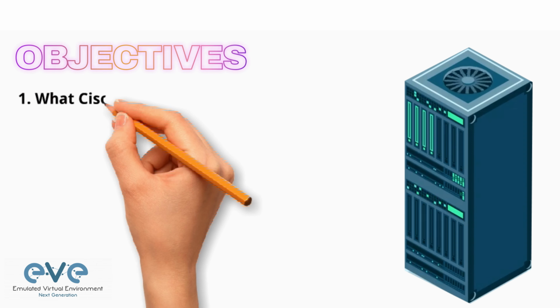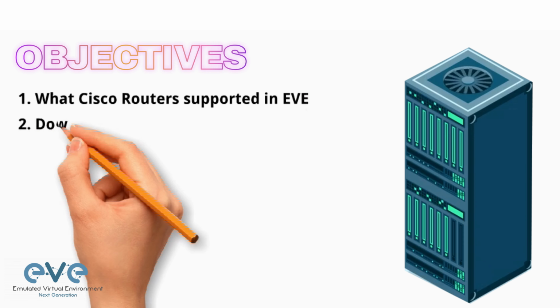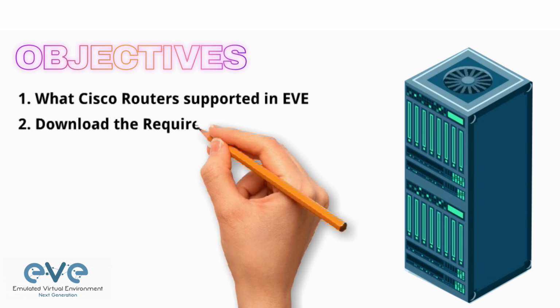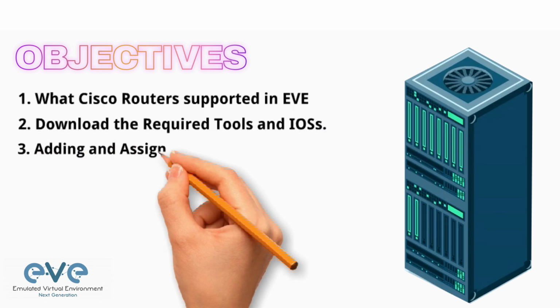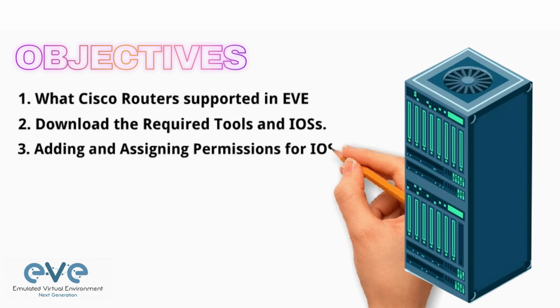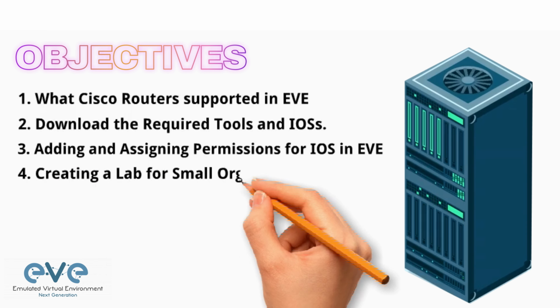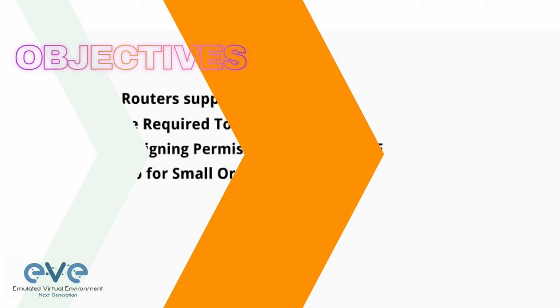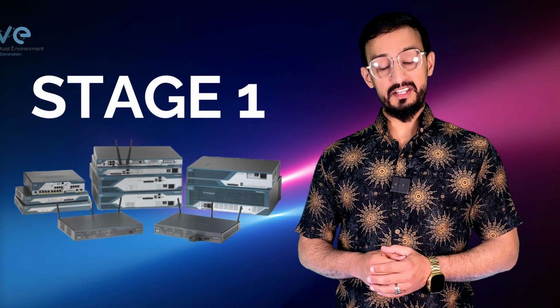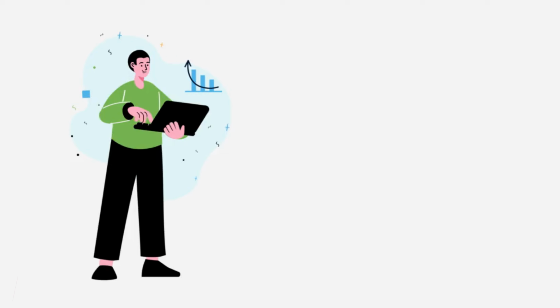Today, we will cover which Cisco routers are supported in the EVE-NG emulator, how to download the licensed ISs, how to add them inside EVE-NG and assign them permissions, and we'll create a small lab for practicing the DHCP and internet setup for better understanding how to use the EVE-NG network emulator. In the first stage, let's see which Cisco router ISs are supported in EVE-NG.